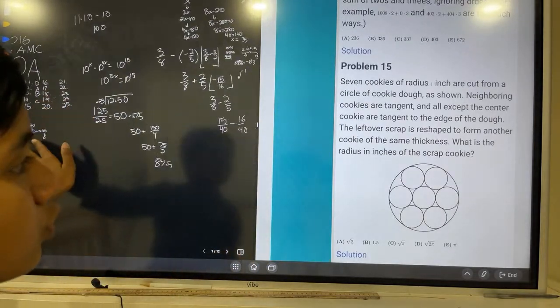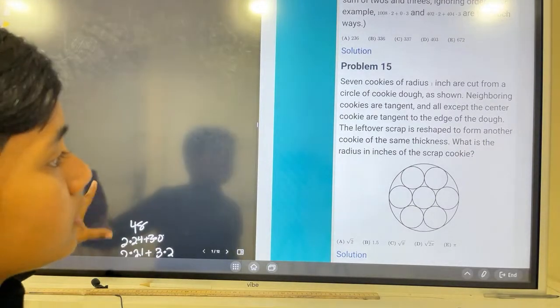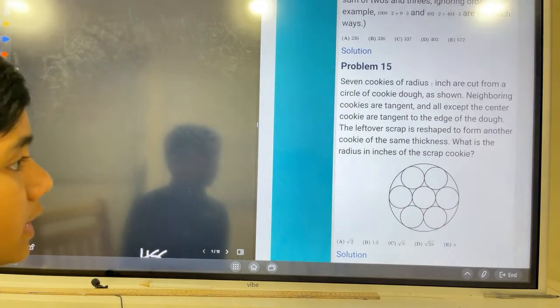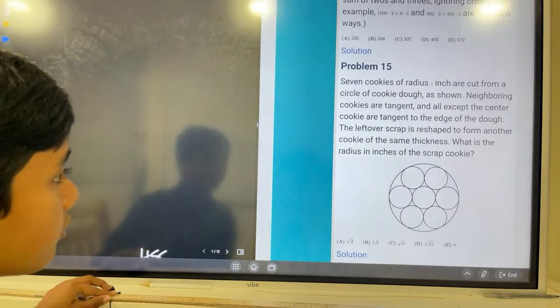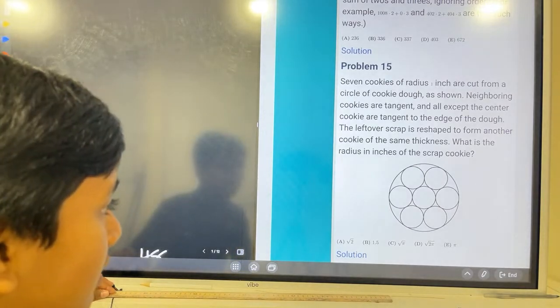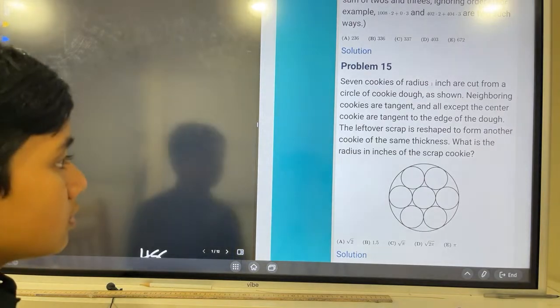7 cookies of radius 1 inch are cut from a circle of cookie dough. Neighboring cookies are tangent, and all except the center cookie are tangent to the edge of the dough. The leftover scrap is reshaped to form another cookie of the same thickness. What is the radius in inches of the scrap cookie?